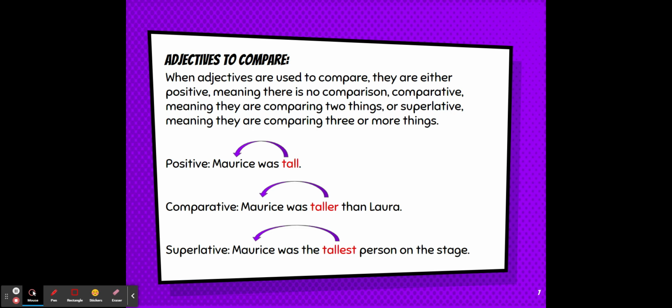Comparative, Maurice was taller than Laura. Now we are comparing two people, Maurice and Laura. And finally, superlative. Maurice was the tallest person on the stage. Here we're comparing all the people on the stage to Maurice. So you can think of superlative as explaining how someone is super, above all the rest, or you're comparing them to all the rest. Again, Maurice was the tallest.